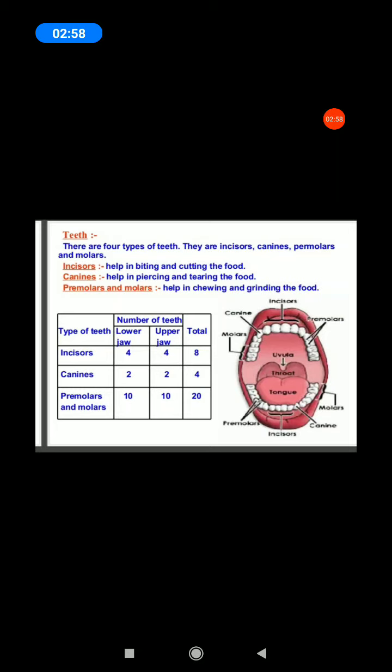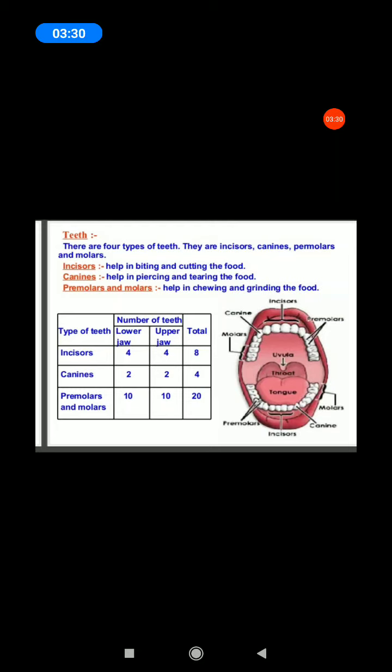Listen. Teeth. There are 4 types of teeth. Incisors, canines, premolars and molars. Incisors' main function, help in biting and cutting the food. Canines' main function, help in piercing and tearing the food. Next, premolars and molars, help in chewing and grinding the food. The same function. Premolars and molars, same function, help in chewing and grinding the food.